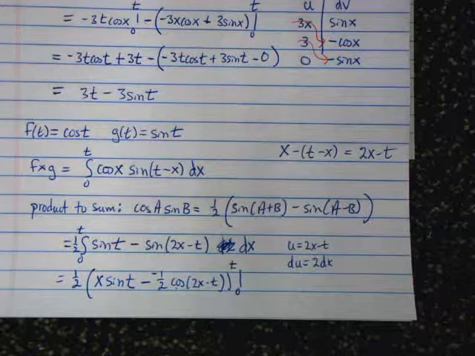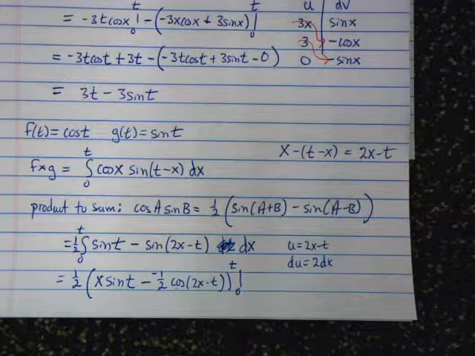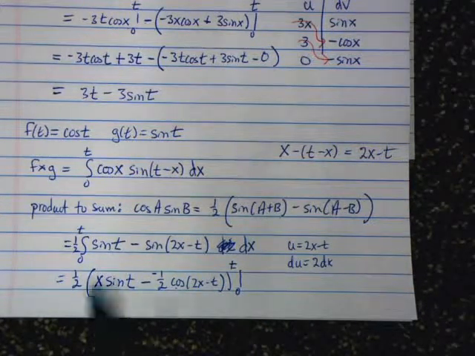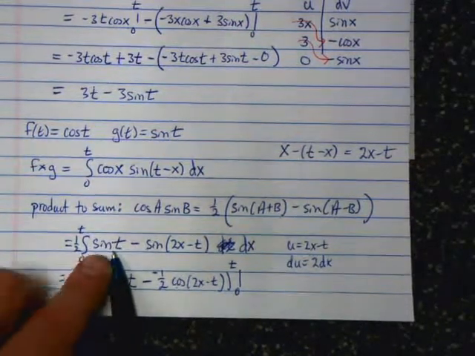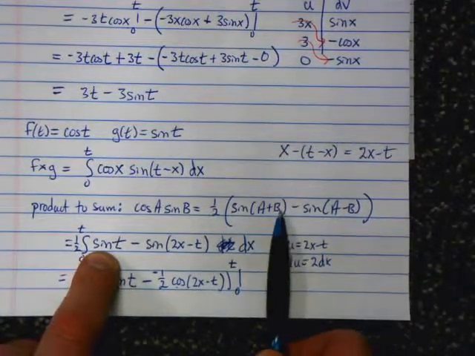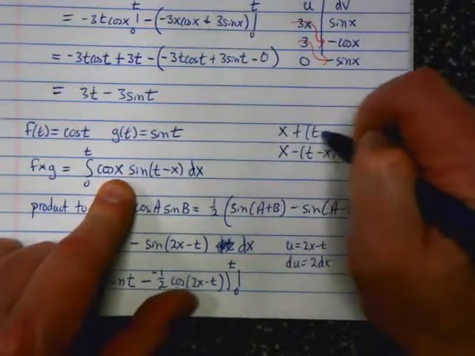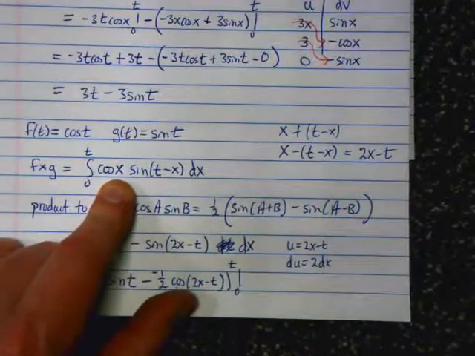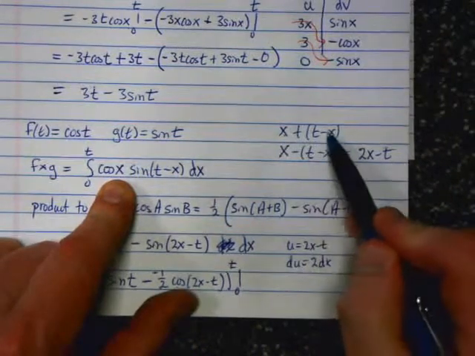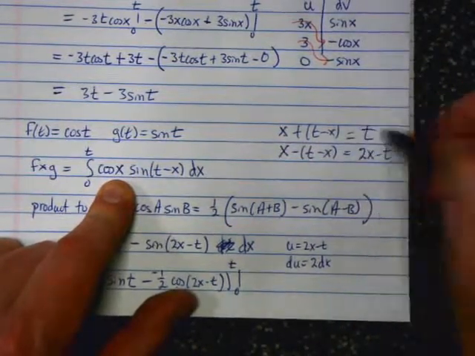I need a sine t for sine t. This one? Yeah. This one came from sine of a plus b. So I had x plus t minus x. X plus negative x, those reduce out. There's just a t left there.